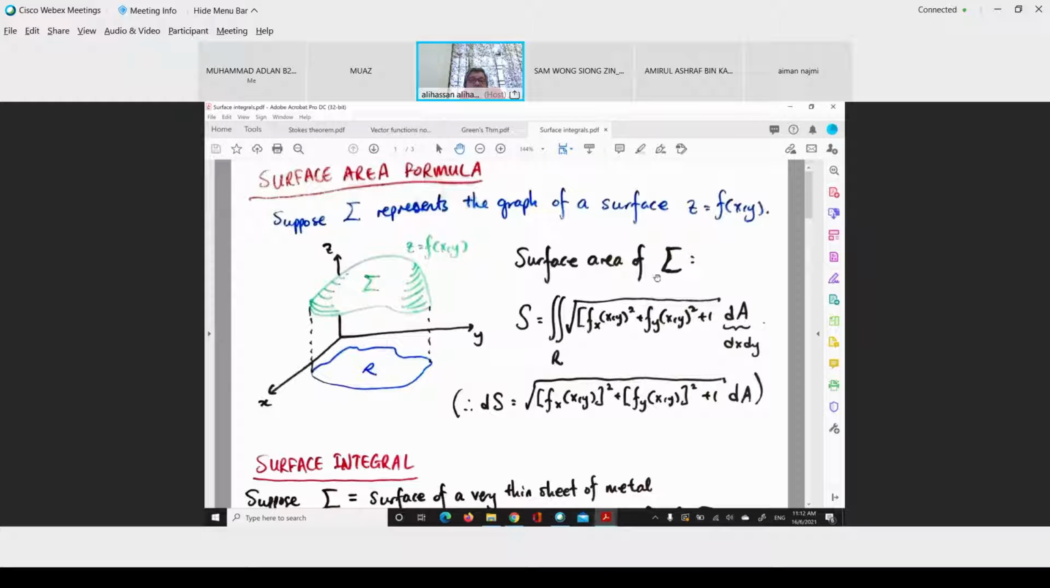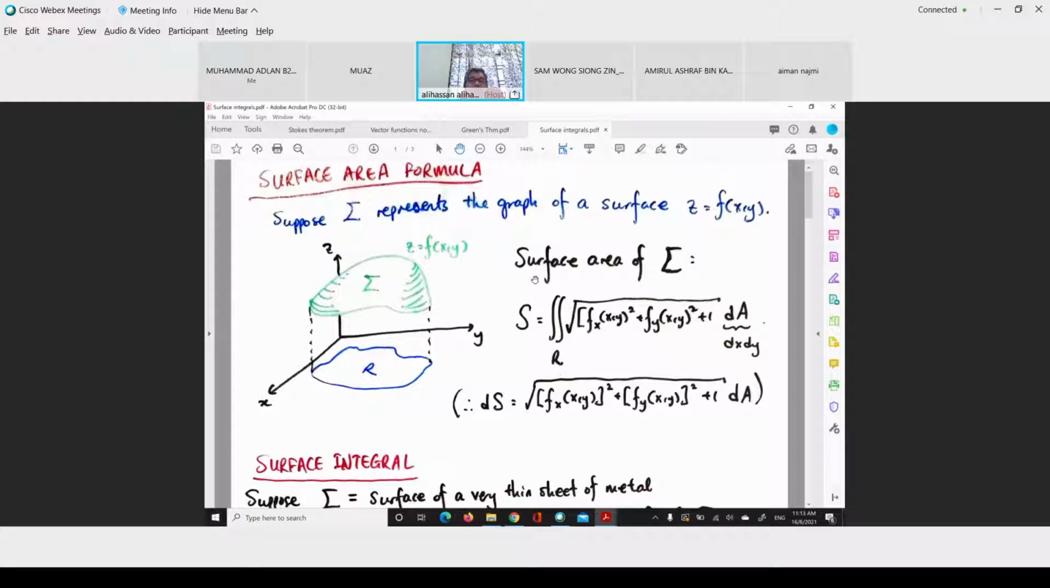So the surface area of surface sigma here is equal to the double integral over the region R of the square root of f partial x squared plus f partial y squared plus 1 dA. And dA is the area element. It could be dx dy or dy dx.